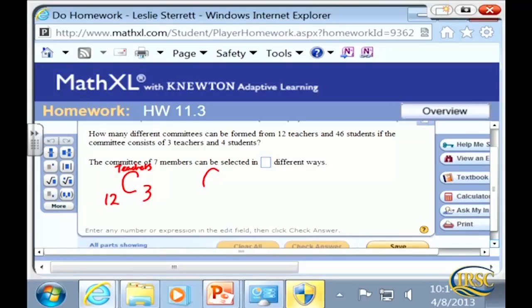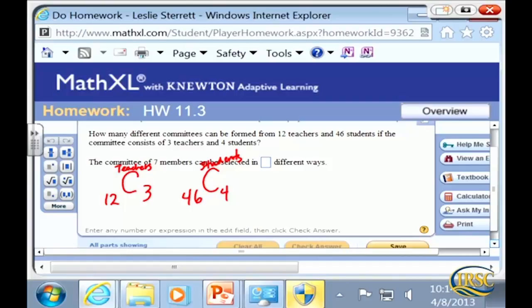And then we need a combination for the students. We have a total of 46, and we are choosing 4. Now, once we finish these two combinations, we're going to have so many ways that we can choose the 3 teachers and so many ways that we can choose the 4 students, and we're going to have 2 answers.